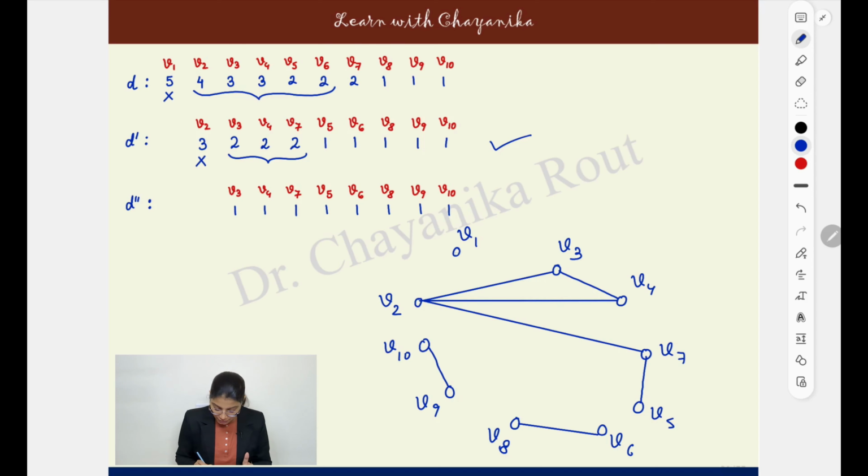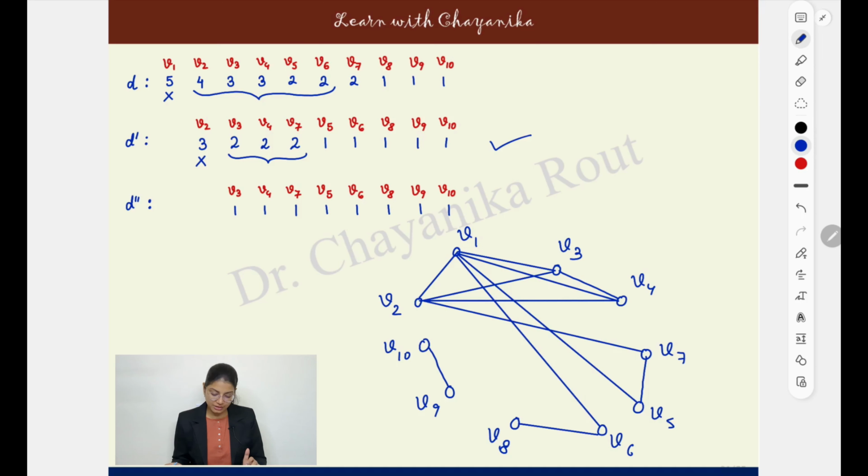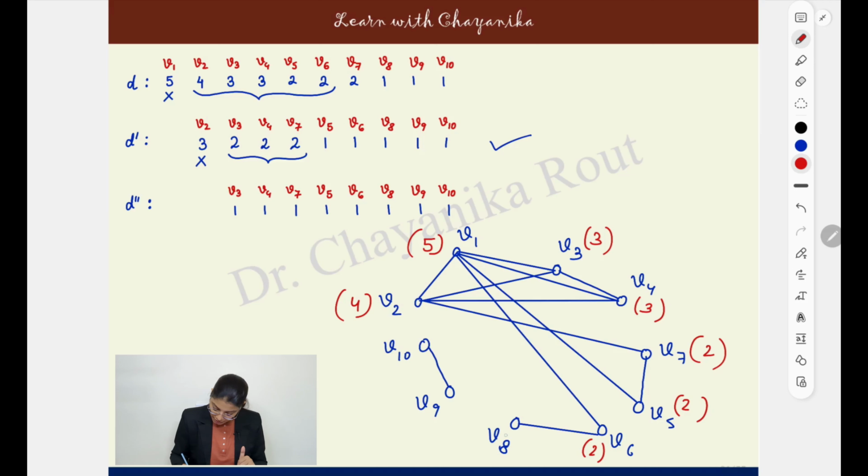So I enter V1 and I make it adjacent to V2, V3, V4, V5 and V6. See, this is the graph that we obtain for the degree sequence D. We can cross check by calculating the degree values. V1 is having degree 5, V2 is having degree 4, calculate very carefully. V3 has degree 3, V4 has degree 3, V5 has degree 2, V6 has degree 2, V7 has degree 2, V8 has degree 1, V9 and V10 also have degree 1.